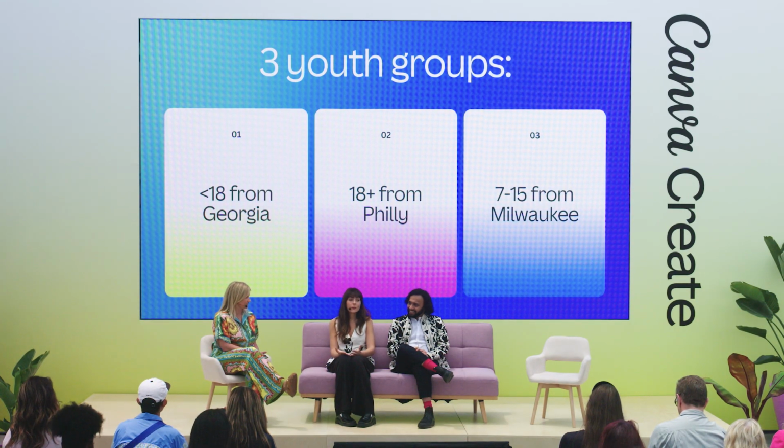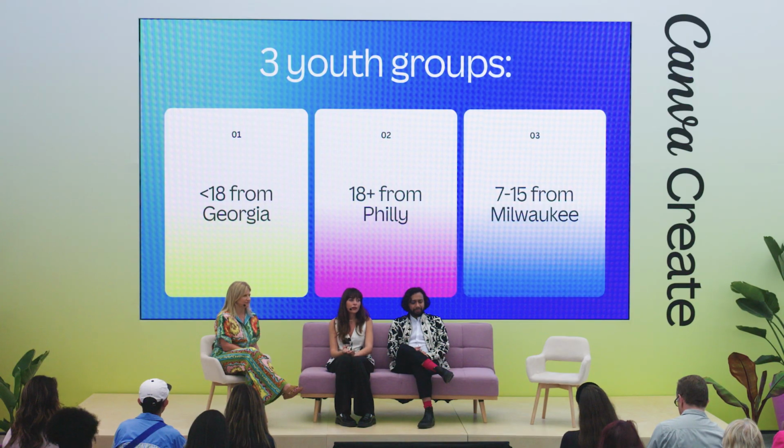Three youth groups across the U.S. that are representative of the youth that we wanted to work with. The first group is comprised of 3 seniors in high school named Darian, Carla, and Shirley from Georgia. They're amazing. And the second group is comprised of 7 Black young adults in Philadelphia. They're extremely talented and active with their peers and in their community.